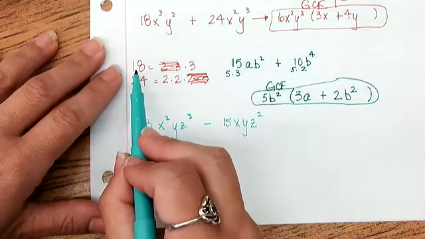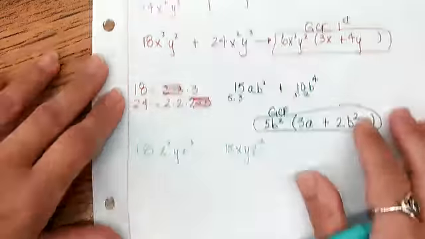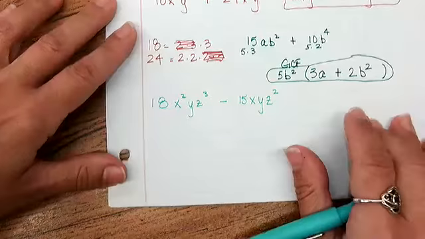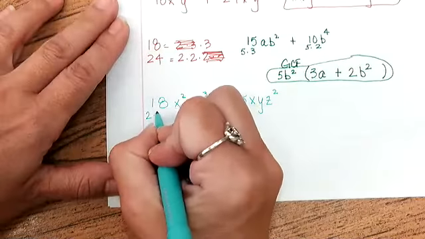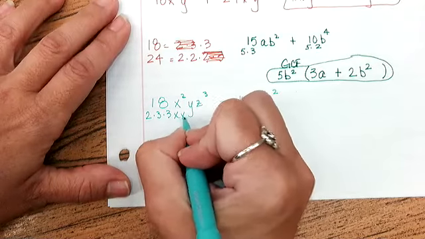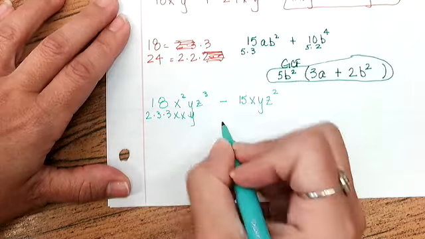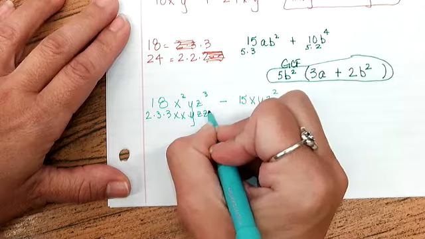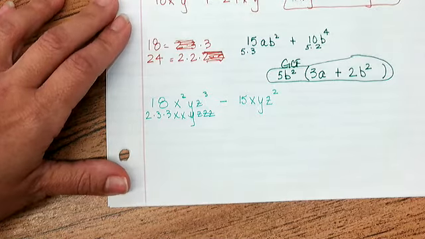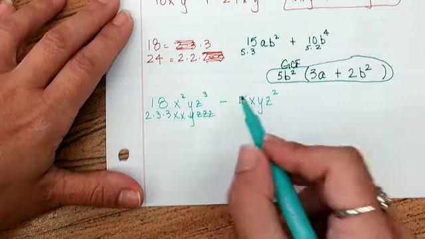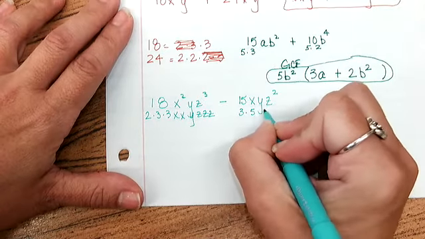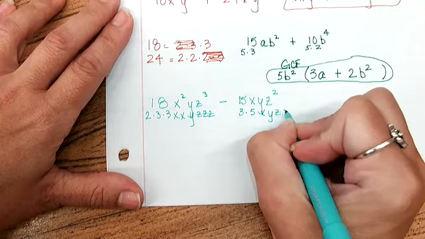18 we already did from the previous problem. It was 2 times 3 squared. So I'm going to write this as 2 times 3 times 3. X squared is x, x. Y. Z cubed is z, z, z. I don't recommend always doing this. I only recommend it till you get used to it. 15 is 5 times 3, 3 times 5. Who cares? X, Y, Z, Z.